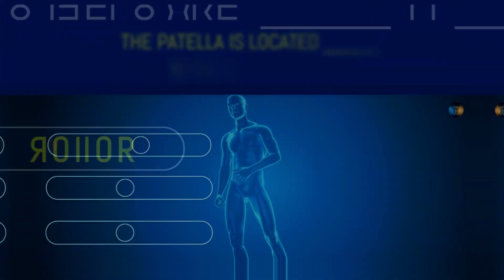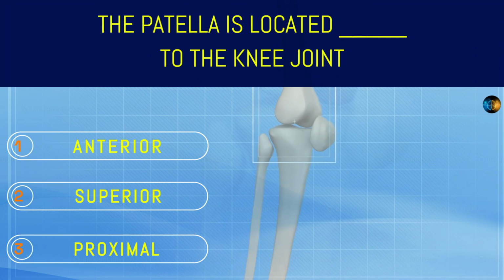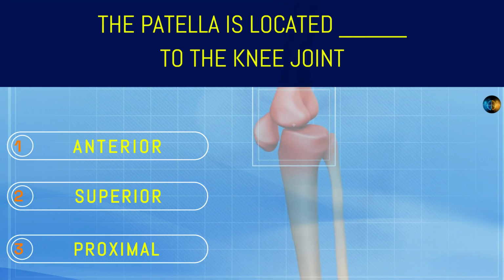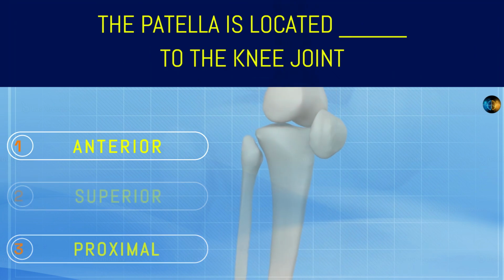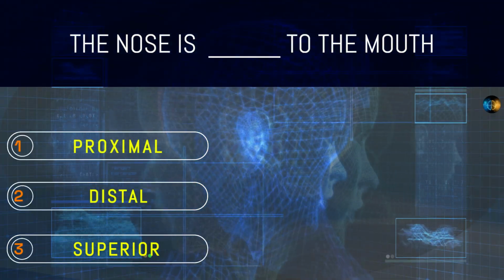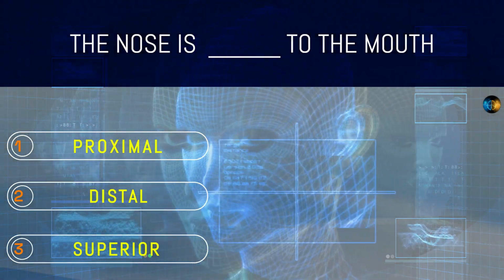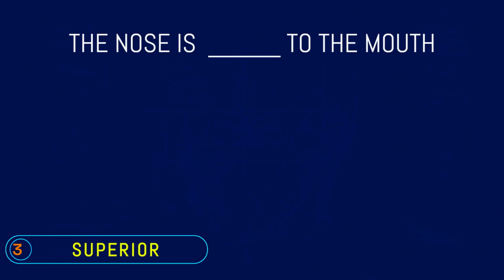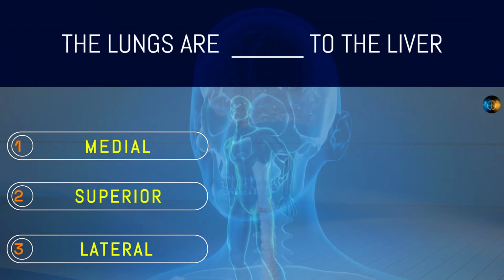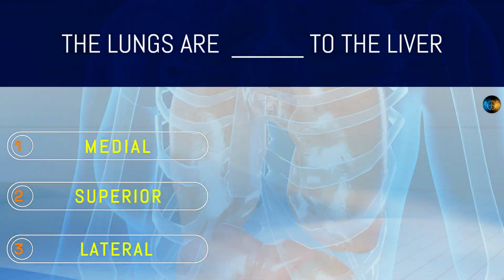Posterior. The patella is located where in relation to the knee joint? Anterior, superior, or proximal? Anterior. The nose is located where in relation to the mouth? Proximal, distal, or superior? Superior. The lungs are located where in relation to the liver? Medial, superior, or lateral?